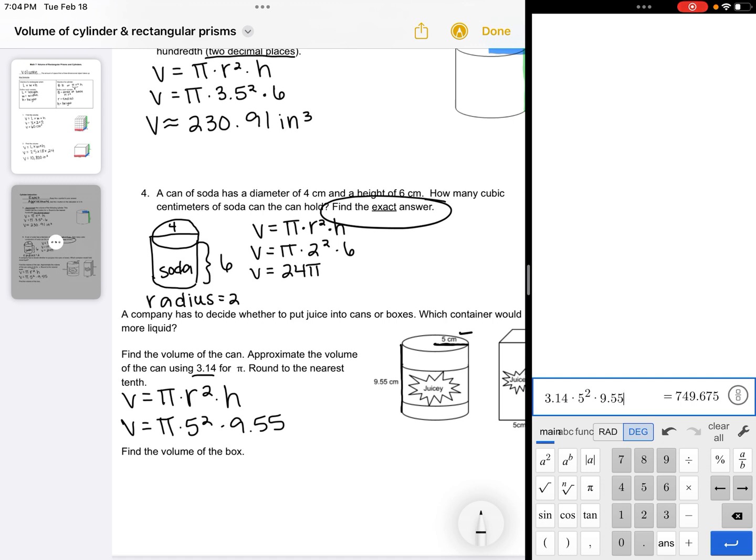It says round to the nearest tenth. That's one number after the decimal place. So I have 749.6. That is the first number. The 7 behind it would bump it up to a 7. So my volume would be 749.7. And we have centimeters cubed.